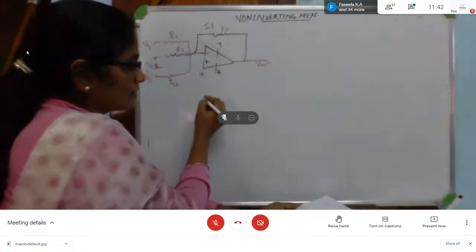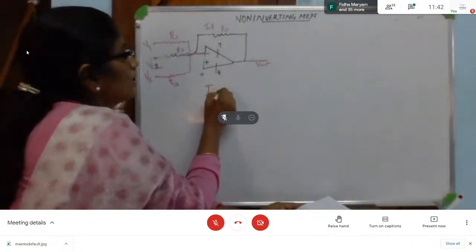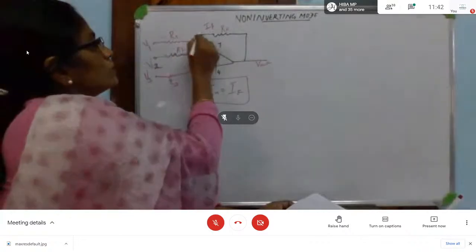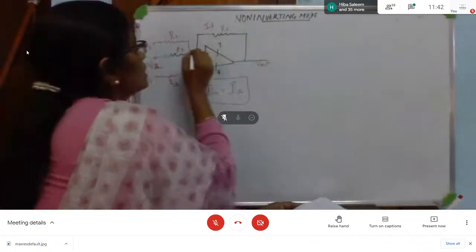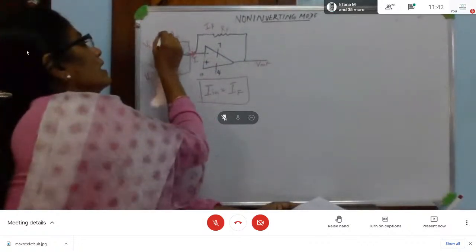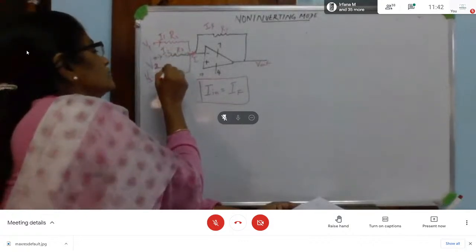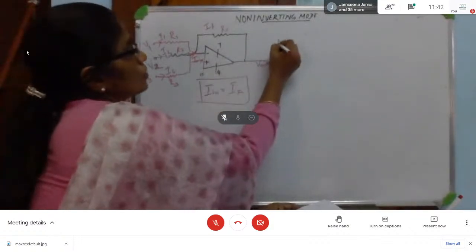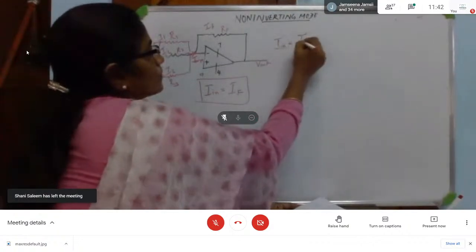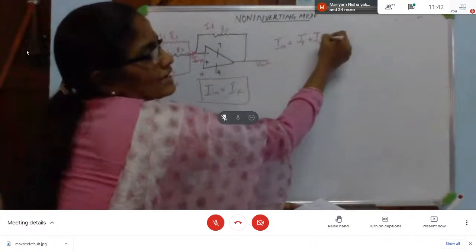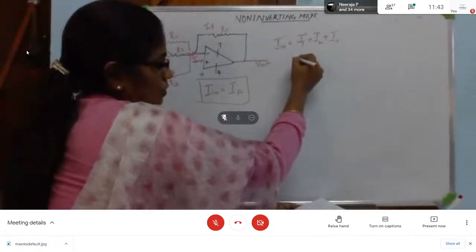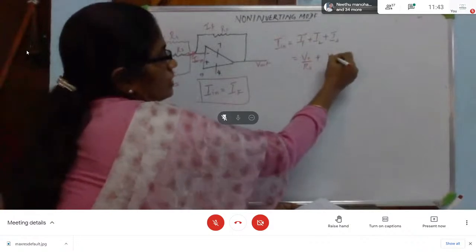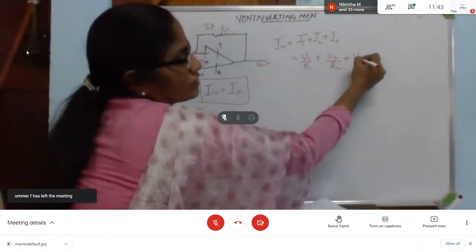So here also, as I said, my simple logic would be IN is equal to IF. Current through this will be equal to current flowing through this. So how will I write the total current I? It is the sum of I1 plus I2 plus I3, my total current I in. So I in is equal to I1 plus I2 plus I3, which I can write as voltage by resistance: V1 by R1 plus V2 by R2 plus V3 by R3.